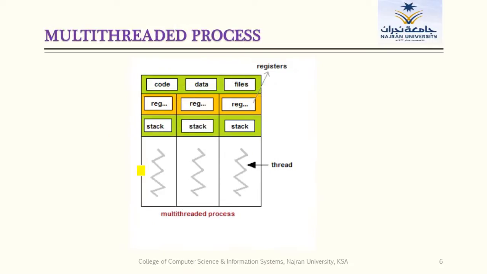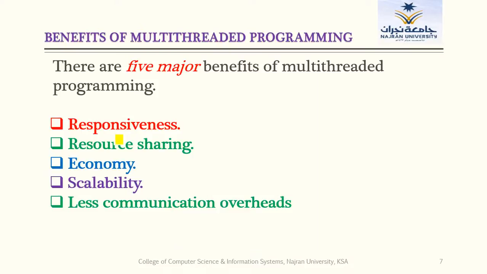If you see this multi-threaded process, it also has five components, but code, data, and files are common, shared by each thread. Currently this process has three threads, and code, data, and files are shareable, while registers and stack are separate for each thread. Then why do we use multi-threaded programming?